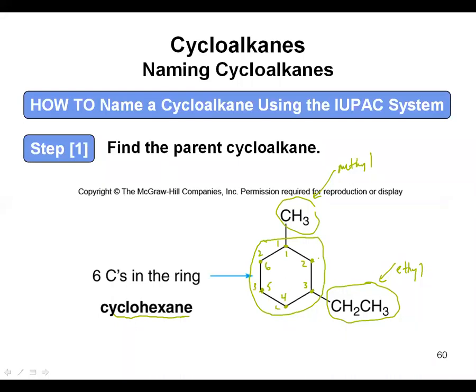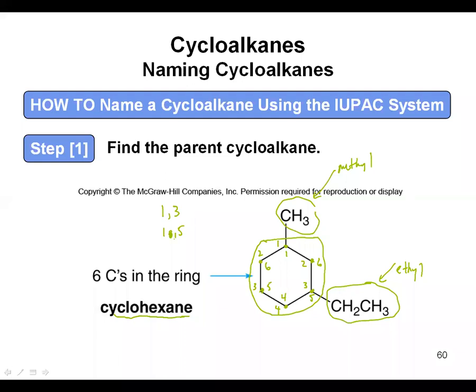So if we go clockwise, we have groups at 1 and 3. If we go counterclockwise, we have groups at 1 and 5. And obviously 1 and 5 is a larger number than 1 and 3, so we wouldn't want to go that way.